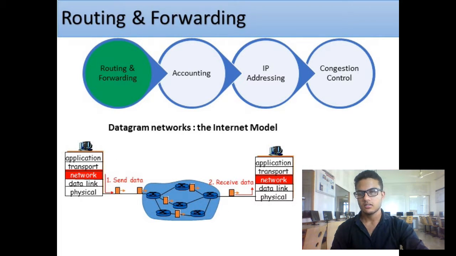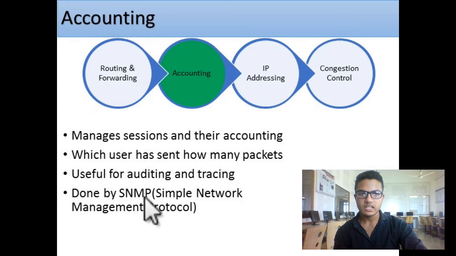Datagram approach: watching a live streaming video is an example of datagram, where the sender sends the data continuously to the receiver without any connection establishment. Here the receiver receives only up to its capacity, and the rest of the non-receivable packets are dropped. Another job is accounting. The network layer manages sessions and their accounting, indicating how many packets each user has sent. It is useful for auditing and tracing in the internet for security purposes, which is done by SNMP.